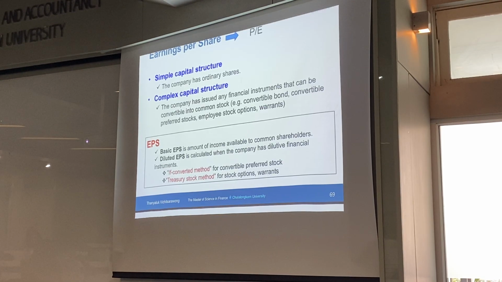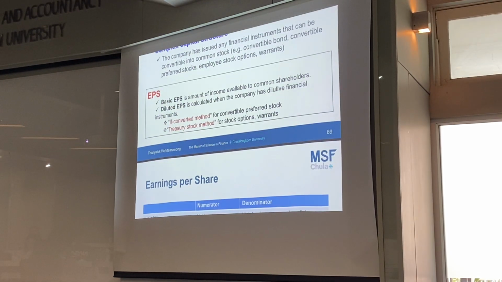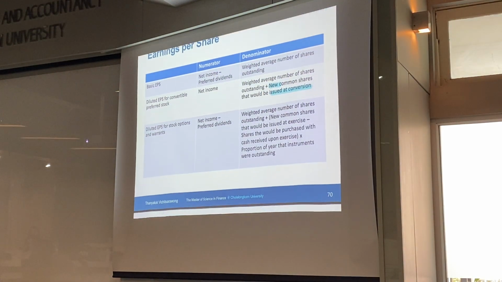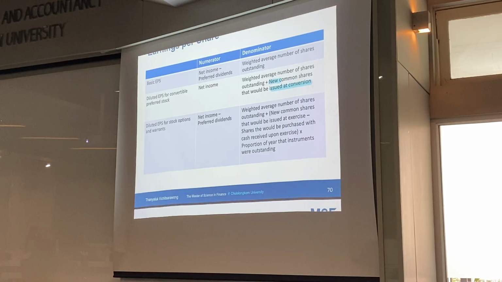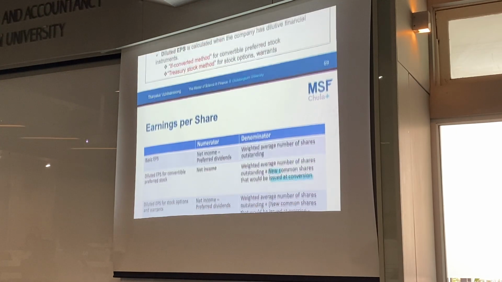However, you also have to consider the complex capital structure. That is, the company has financial instruments that can be convertible into common stock later, and it will dilute the EPS. So as a shareholder, your EPS will be reduced in the future if this kind of financial instrument is converted, right? So we have to calculate the diluted EPS. We have two methods, the if-converted and the treasury stock method. For the preferred stock and convertible bond, we assume the if-converted method.